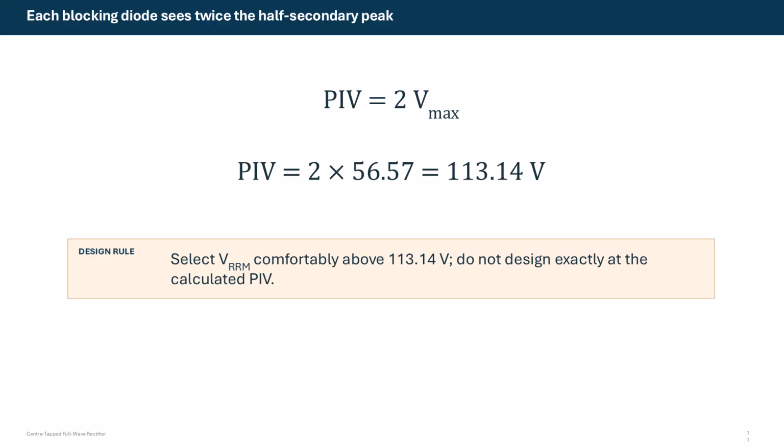When one diode conducts at a half secondary peak, the other diode is reverse biased by the sum of the two half secondary peak voltages. Therefore, the peak inverse voltage is twice 56.57, or 113.14 volts. This is only the theoretical minimum. A practical diode needs a comfortably higher repetitive reverse voltage rating to allow for line variation and transients.